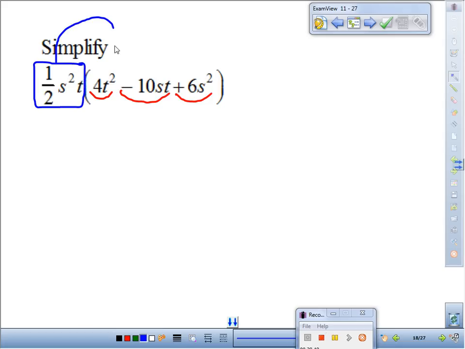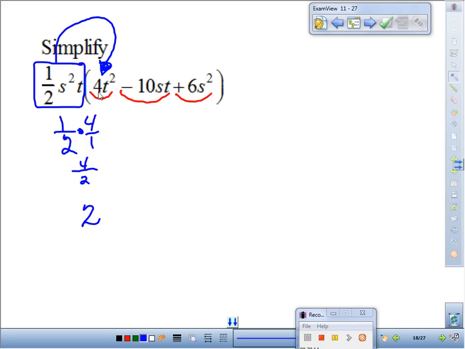So I'm going to multiply this one times the first term. Numbers with numbers. What is 1 half times 4? Let me show it right here. 1 half times 4. This becomes 4 over 2, which is 2. If you don't see it, it's because this one becomes 4 over 1. Yes? 4 times 1 is 4, 2 times 1 is 2, and 4 divided by 2 is 2.